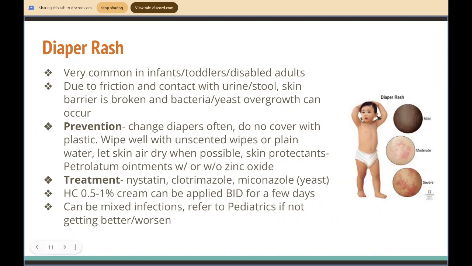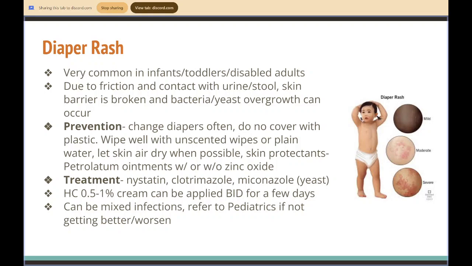All right, now we have diaper rash. And this is very common in infants, toddlers, disabled adults. And one other thing is if they have loss of bowel or bladder function. So, due to friction and contact with urine and stool, the skin barrier is broken and bacteria and yeast overgrowth can occur. For prevention, change diapers often and do not cover the diapers in plastic.